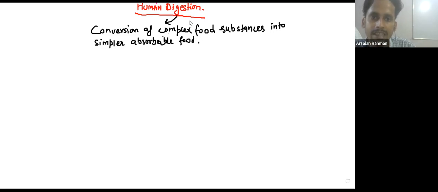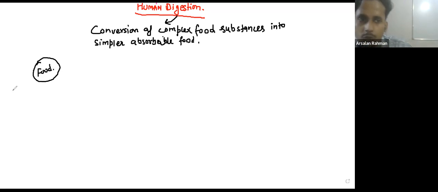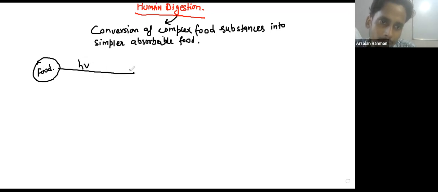Okay, let us understand this statement. You all eat some kind of food, for example, rice, any kind of food. Suppose this is a food. Food contains what? Nutrients. So food has nutrients. What are the major nutrients found in our food?